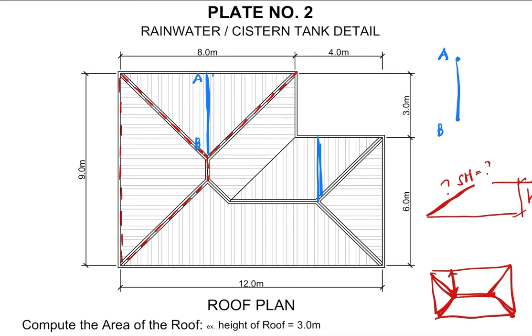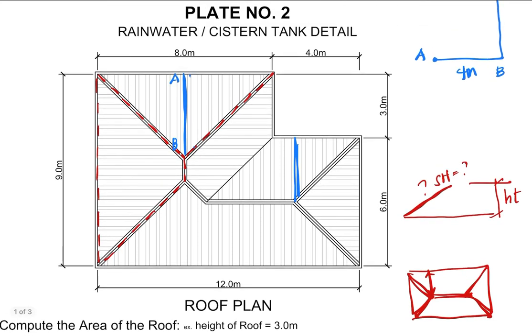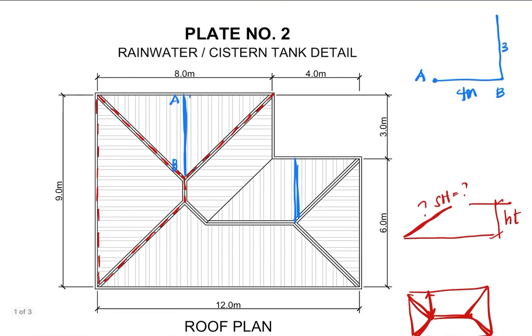This is point A, this is point B, and that is 4 meters. So you have the standard height, for example, the 3 meter height. So you connect that, and this is your slant height. This is where your roofing is placed. So this is now your roof.